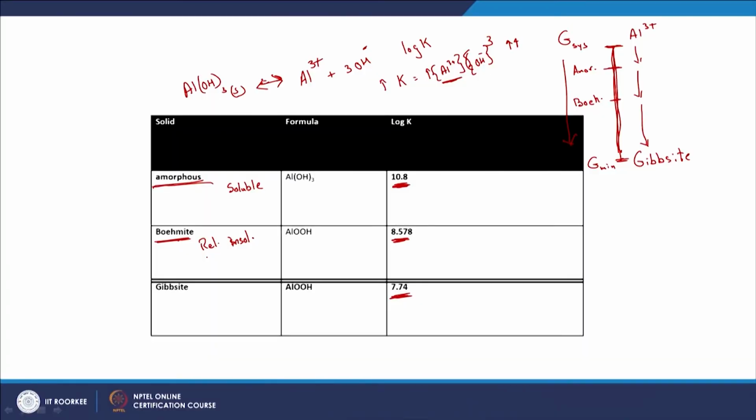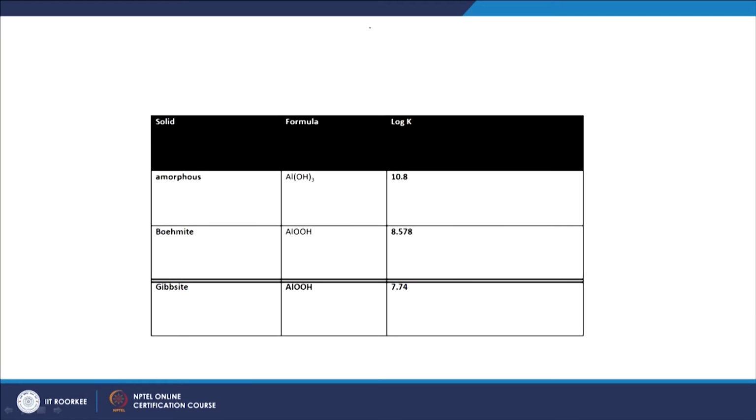So, compared to amorphous form, the Boehmite is relatively insoluble, again obviously with respect to Al3+, and again Gibbsite is the insoluble form, or the most insoluble form, and you can understand that from the lowest possible value for this particular aluminum precipitate, which is 7.7, right. So, again let us try to plug this in somewhere here. Let us say the relevant form for Al(OH)3 solid, and that can go to Al3+ and 3 OH minus.